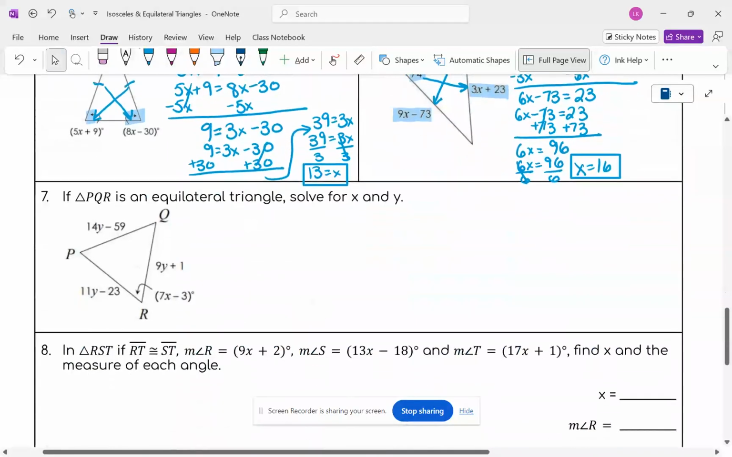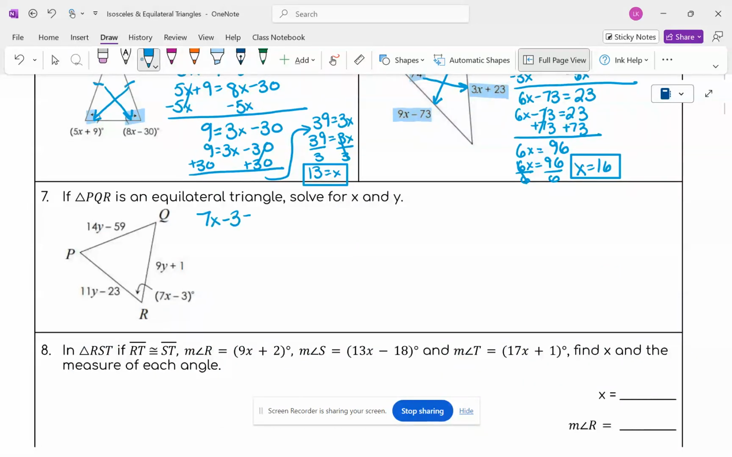In number 7, it says that this is an equilateral triangle, so it asks us to solve for x and y. I'm going to solve for x first because it's going to be easier. Because this is an equilateral triangle, I know that each angle of that triangle is equal to 60. So I can say that 7x minus 3 equals 60. We're going to add 3 to both sides, which means that 7x equals 63. And then we divide both sides by 7, and x is equal to 9.